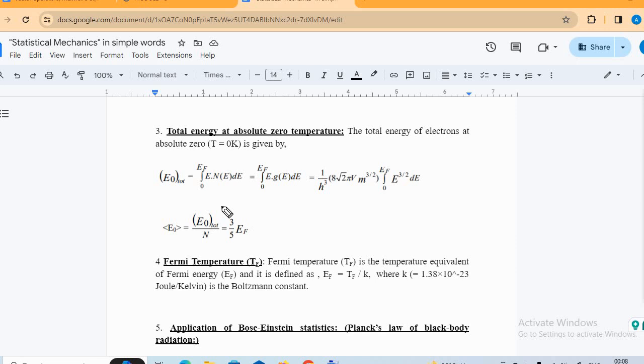You know how to calculate the average properties of this. If you are interested, you can calculate VF, the Fermi velocity. The kinetic energy is given as half mv square, and if you are talking about the Fermi level, this will be VF square. So we can easily calculate the Fermi level energy by using the concept of statistical mechanics. If you are interested, you can also calculate the average momentum of the system.